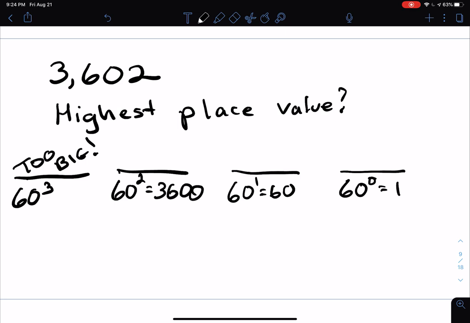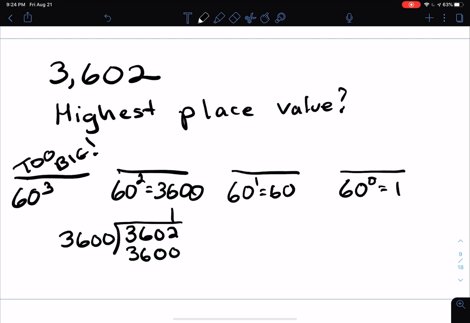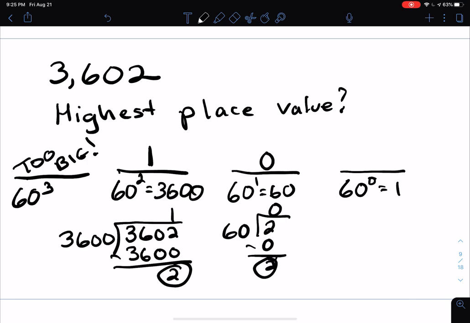So what we're going to do is we're going to try to figure out how many groups of 3,600 are in this number. So we're going to take the original number, 3,602, and we're going to divide by 3,600. And we end up with one group in there. Then we're going to take the remainder and divide by the next place value. Well, there's 0 groups of that. And then we're going to take the remainder and divide by the next place value. And when you get to the ones, that should finish it off if it's not already finished off. So now we know the values for each place value. We figured out how many groups of each are in 3,602. There's 1 group of 3,600, 0 groups of 60, 2 groups of 1.